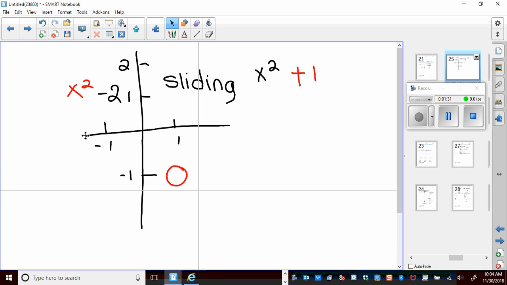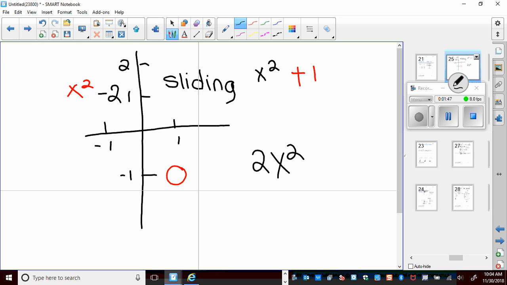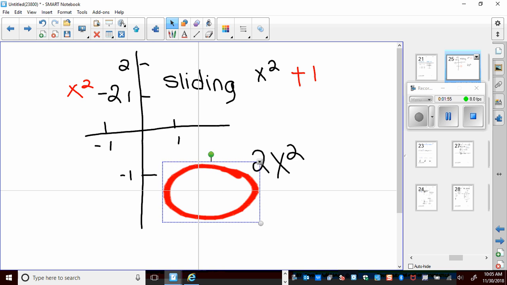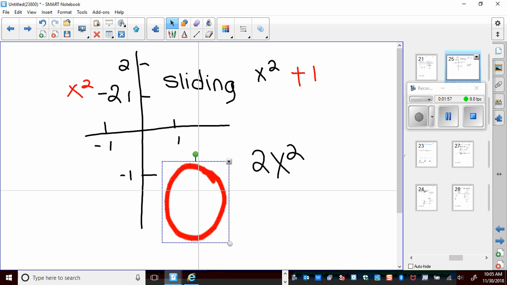The other transformation is something called a dilation. That's where you get bigger or you get smaller. So if it's a dilation, let's say it got 2 times bigger. So my new equation would be 2 times x squared. It's getting 2 times bigger. That means it expands, or it vertically stretches. It gets taller. It does get wider.